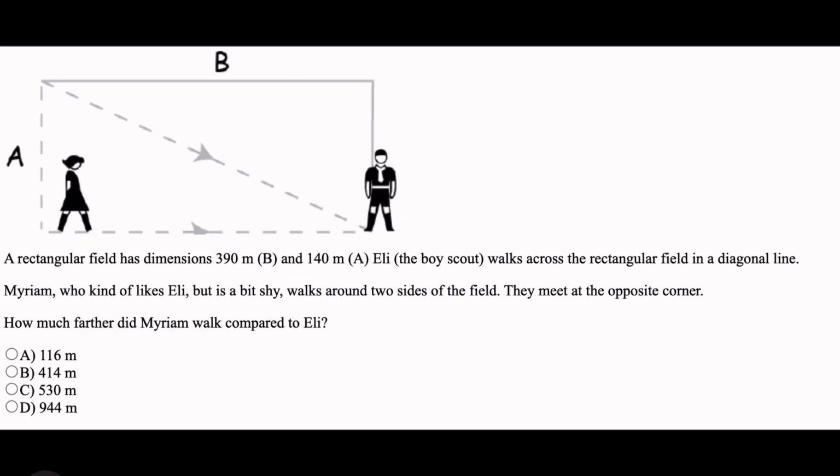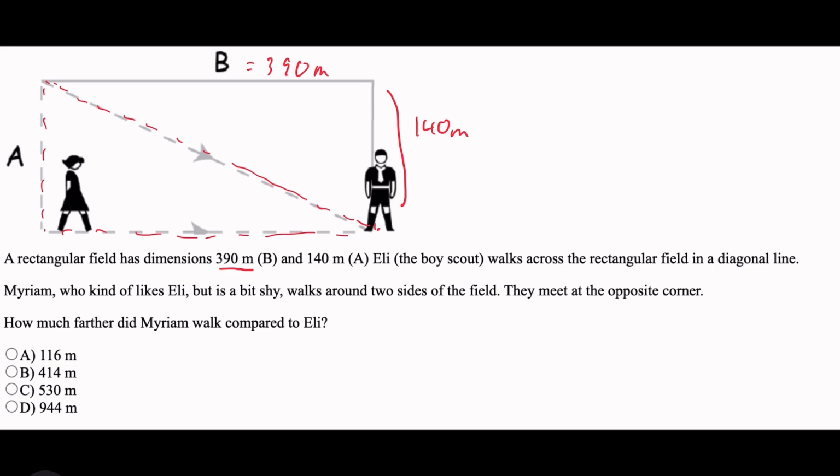So for this question, a rectangle field has dimensions of 390 meters, so that would be this side over here, and 140, so that would be this side over here. Eli walks across the rectangular field in a diagonal line. So Eli traverses this path over here to get from this side to this side. Miriam, who kind of likes Eli but is a bit shy, walks around the two sides of the field. So she goes this path instead. And then they meet over here. How much farther did Miriam walk compared to Eli?